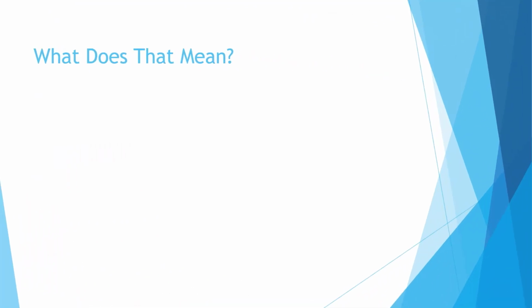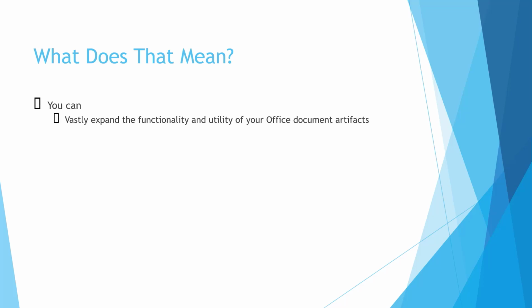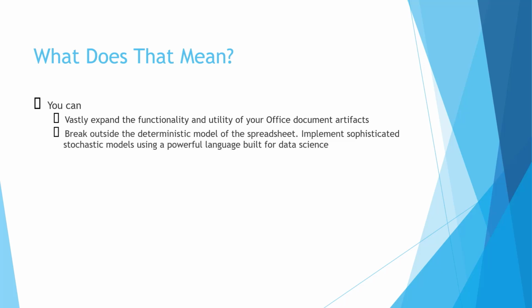With Accelerate for Microsoft 365, you can vastly expand the functionality and utility of Office document artifacts. We're focusing initially on Excel, but we will include the entire suite over time. In Excel, it can be used to create models that are no longer constrained to the spreadsheet's inherently deterministic model. Stochastic and dynamic models can be brought to bear using Visual Scheme for applications. The original Scheme language was designed to be both easy to learn and fit for purpose in intensely math-oriented problem domains, and data science is one area it can really make Excel shine.